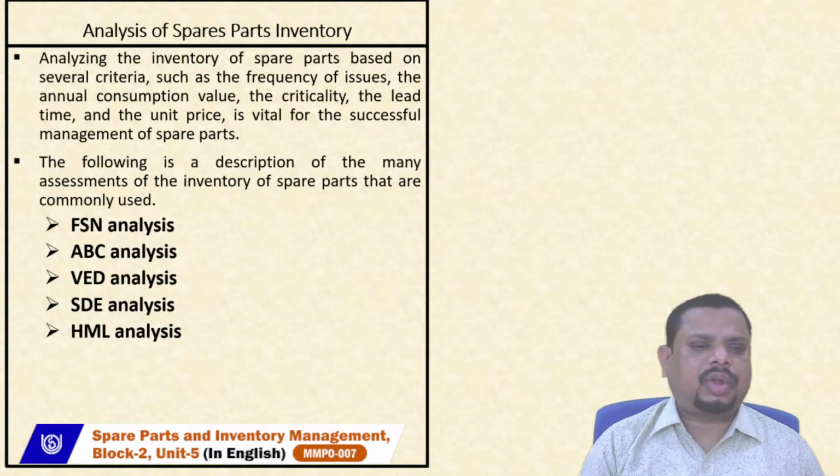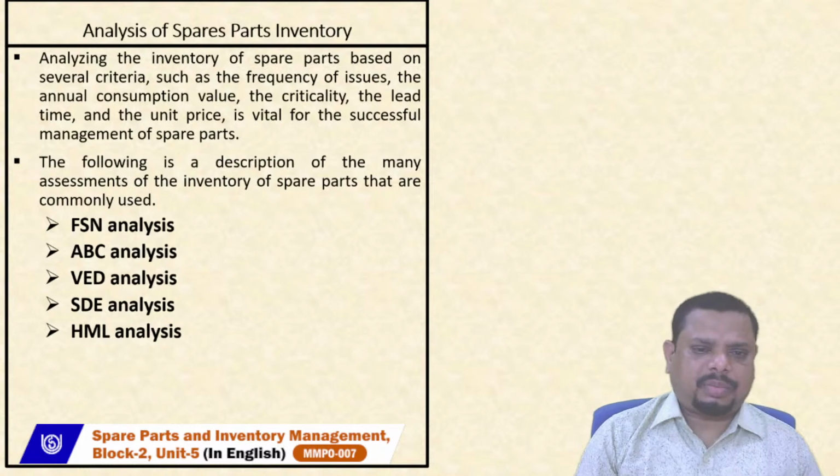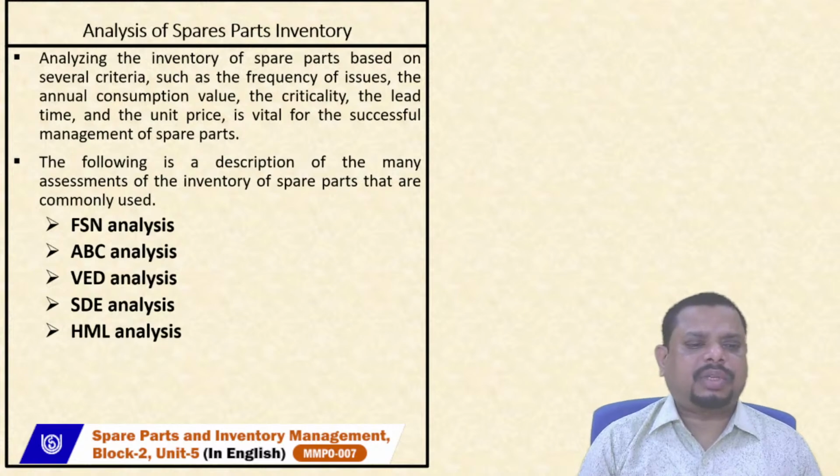So these are the following methods of assessment of the inventory of spare parts that are commonly used. The first one is FSN analysis. The second one is ABC analysis. The third one is VED analysis. The fourth one is SDE analysis. And the last one is HML analysis. So let's discuss FSN analysis, ABC analysis, VED analysis, SDE analysis, and HML analysis one by one in the upcoming slides.